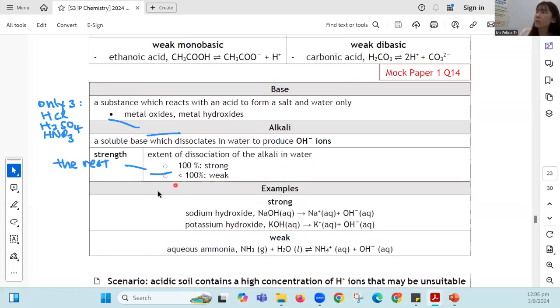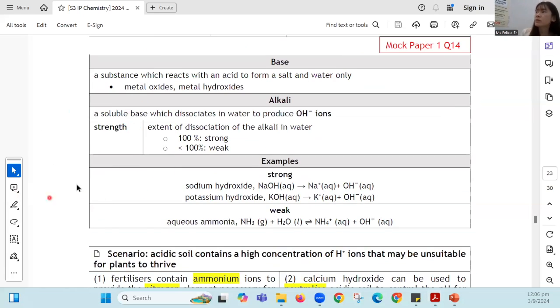Then for base, also need to remember the strong and weak. For the base, you only need to remember the weak. Weak is only ammonia. Then strong would be the rest. So calcium hydroxide, for example, is also considered strong.